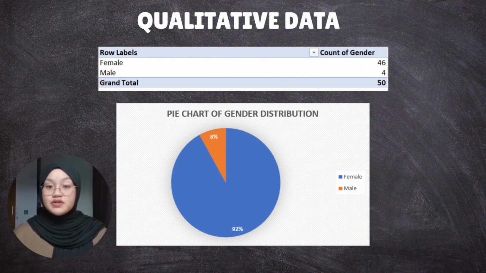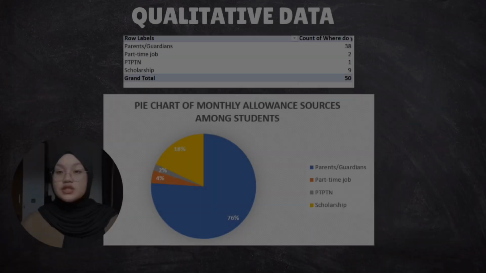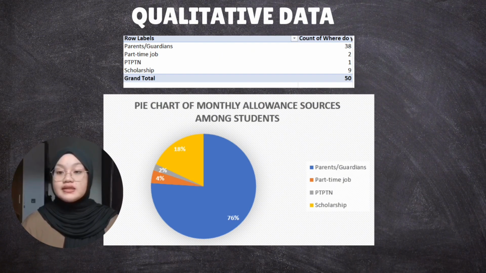As shown in the pivot table, the total number of female respondents is 46, while the total number of male respondents is 4. So the second chart for qualitative data is also a pie chart, the pie chart of monthly allowance sources among students. The pie chart and pivot table provided are about monthly allowance among students, which include parents or guardians, part-time jobs, PTPTN, and scholarships.